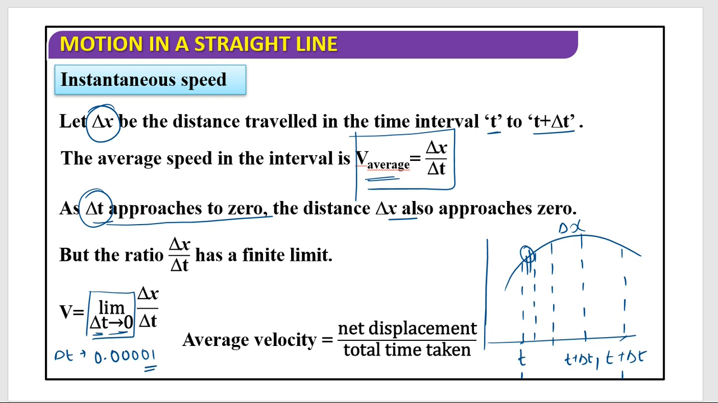As delta t approaches 0, the distance delta x also approaches 0, but delta x by delta t has a finite limit, and that limit can be given as v equals limit of delta t tends to 0 of delta x by delta t. That means if I consider delta t a very small amount of time, then delta x would also be very small, and the ratio would be v. Am I clear with this? Are you sure? Okay, let's move on.